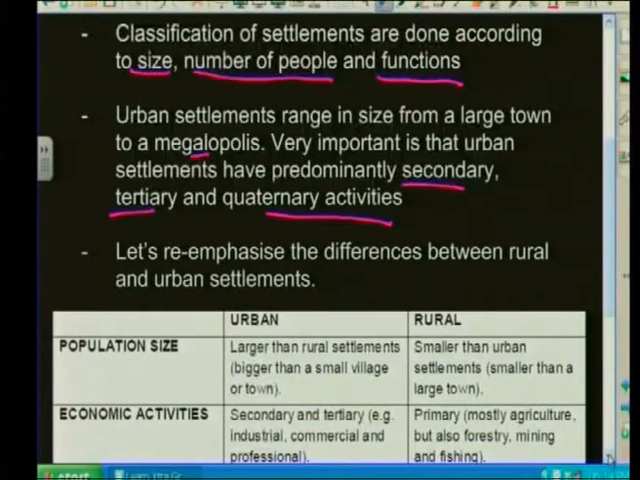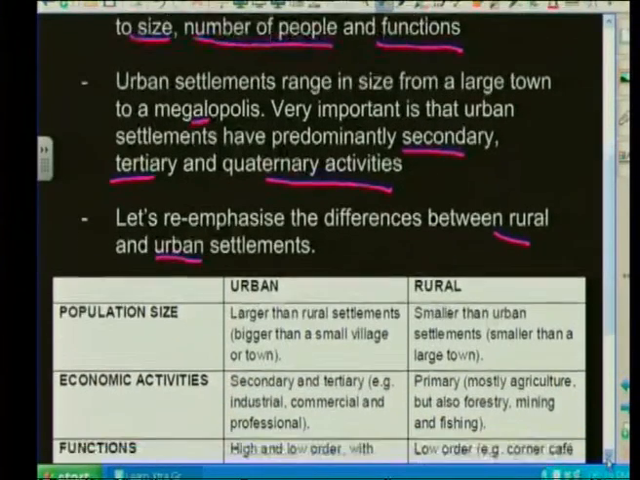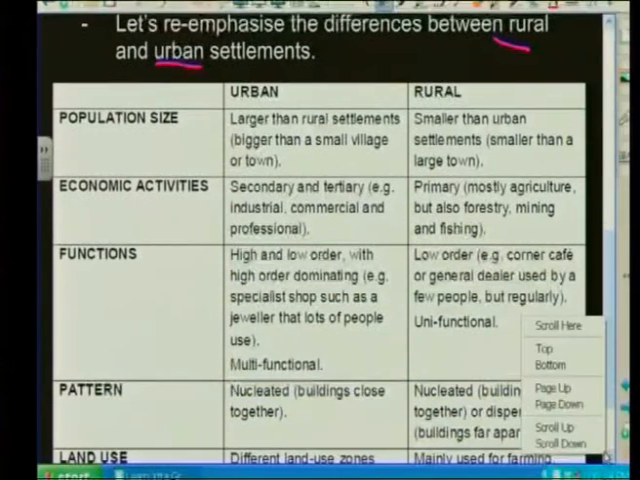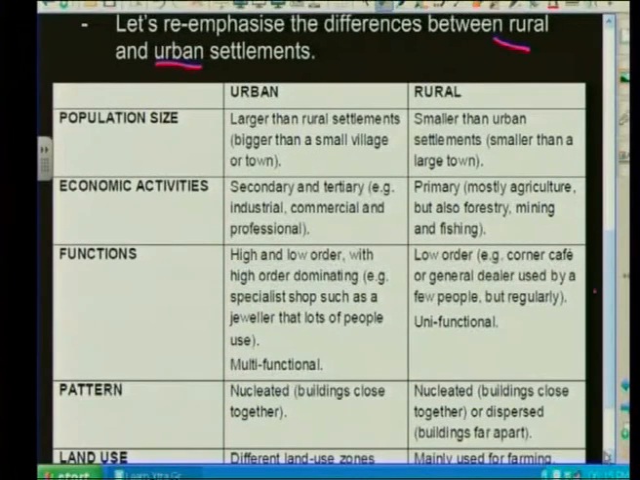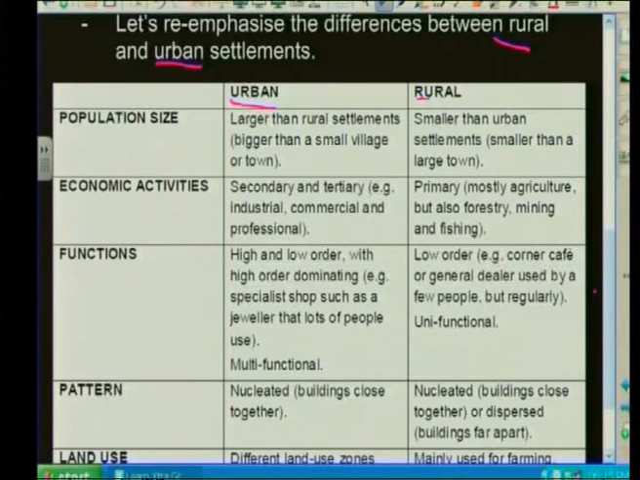Let's re-emphasize the differences between rural and urban settlements. A good study method to remember is the drawing up of tabulated formats, or a table, to understand better, especially when it comes to comparisons of this content. Firstly, we will look at urban and then rural.